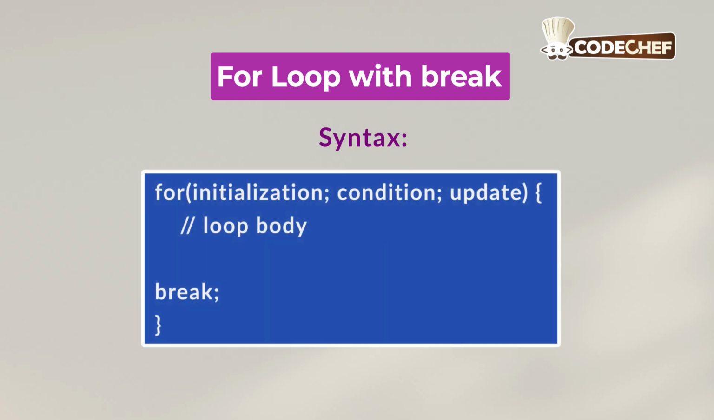Its syntax is for, then in brackets initialization, condition, update, bracket close. Now if this condition is true, then the compiler will get inside the curly brace. Inside the curly brace, we will find the piece of code which will be executed if the condition is true, and then it has a break; statement. Then bracket close for the for loop.